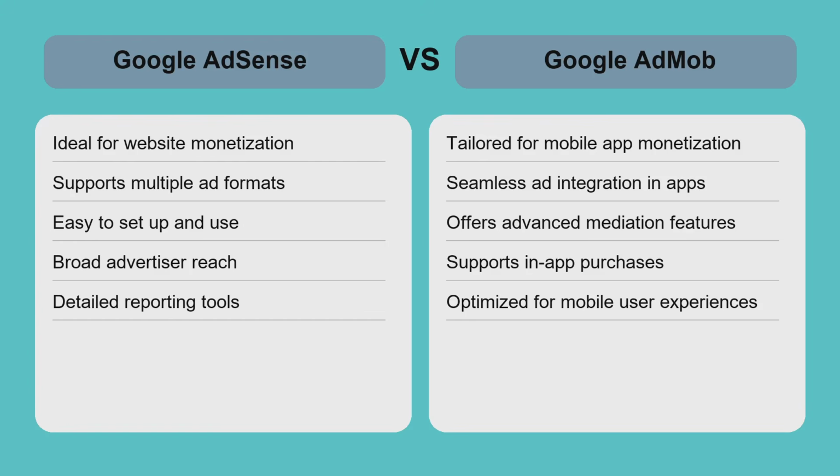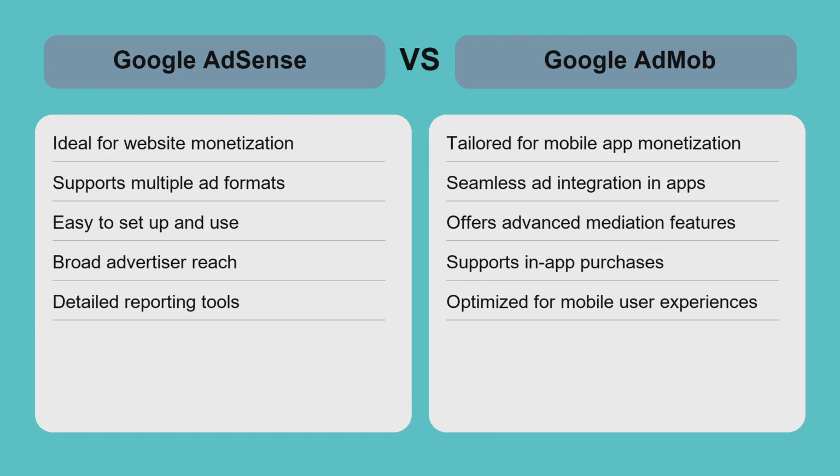Google AdSense and AdMob cater to different environments but share the goal of maximizing ad revenue. AdSense excels for websites with diverse content and visitor demographics, offering flexible ad placements and formats suitable for blogs and news portals. AdMob, on the other hand, shines in mobile apps where user interaction is more direct, providing ad formats like rewarded videos that enhance engagement without annoyance.